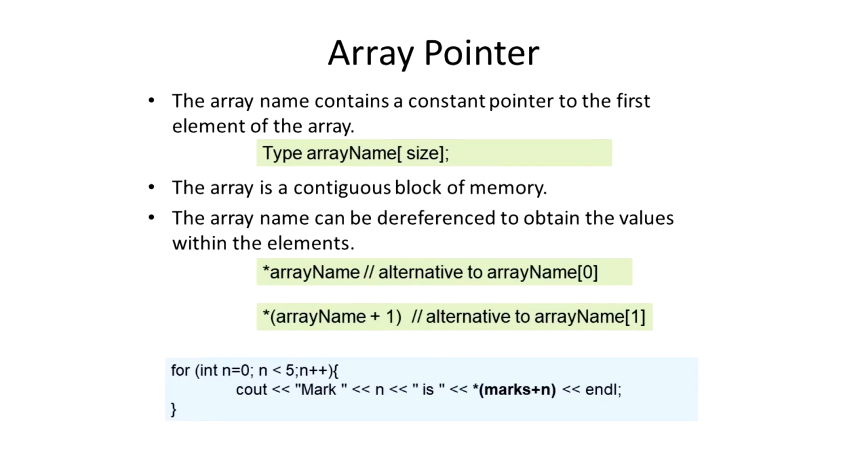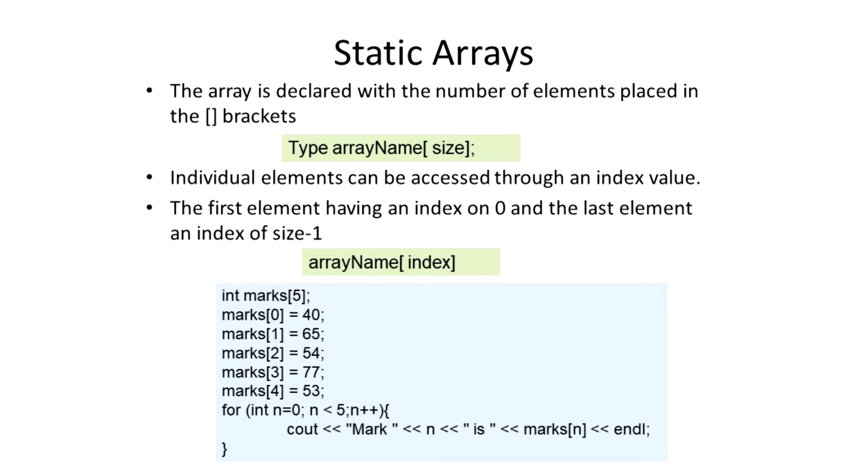And also, it's worth knowing that the array name itself, in this case marks, is actually a constant pointer to the first element in the array. So if we briefly refer back to the previous slide, you'll notice that the 0th element, the first element, had the value of 40, and the marks array, the actual array name, holds a pointer to that element, the 0th element, the first element of the array.